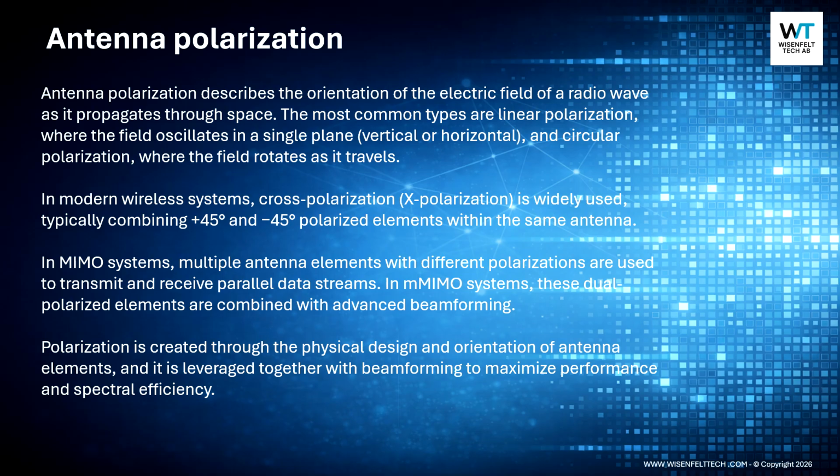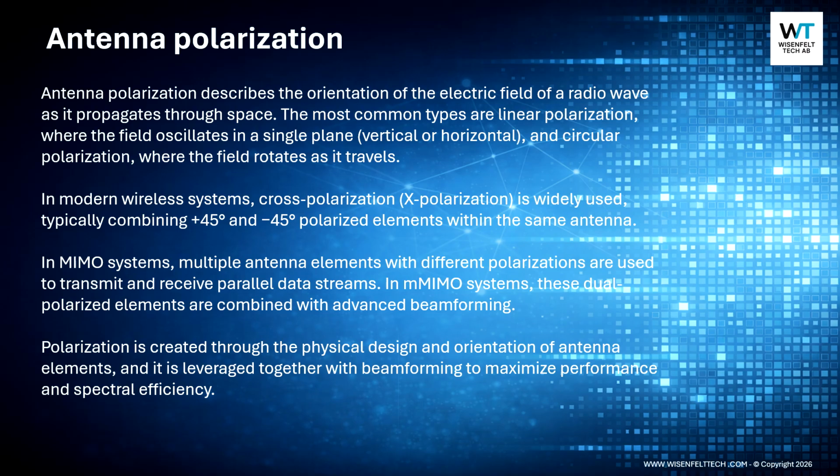Antenna polarization describes the orientation of the electric field of a radio wave as it propagates through space. The most common types are linear polarization, where the field oscillates in a single plane, vertical or horizontal, and circular polarization, where the field rotates as it travels. In modern wireless systems, cross-polarization, also called X-polarization, is widely used, typically combining plus 45 degrees and minus 45 degrees polarized elements within the same antenna.